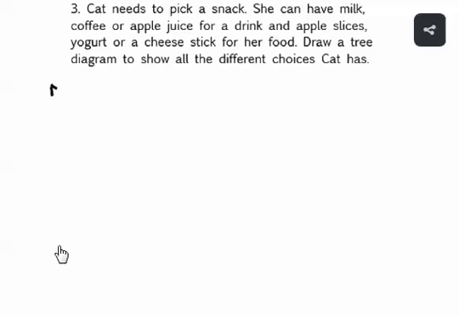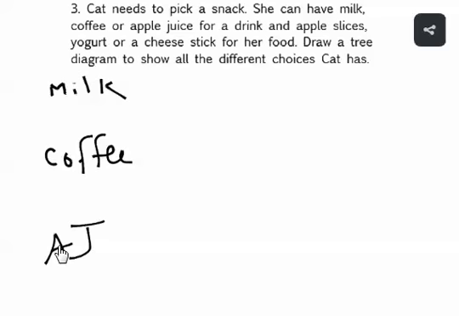And sometimes you kind of have to write tiny. She can have milk, coffee, or apple juice for her drink. And I'm okay with you abbreviating. Then we would branch out, starting with milk. We're going to say, well, if she chooses milk, she can have apple slices, yogurt, or a cheese stick for her food. So I'm going to write A for apple slices, C for cheese stick, or Y for yogurt for her food.